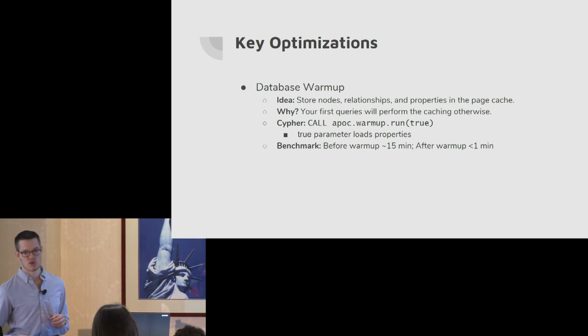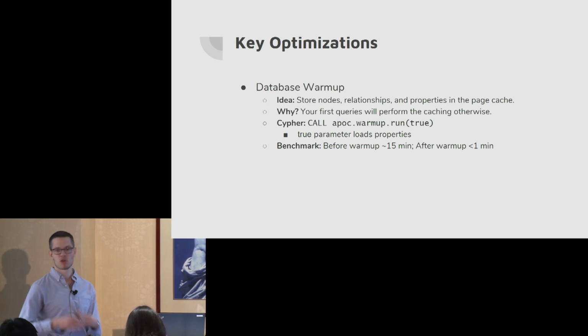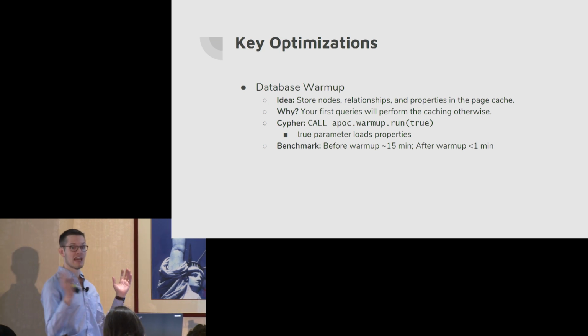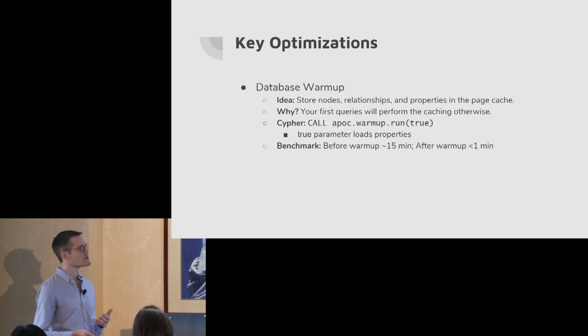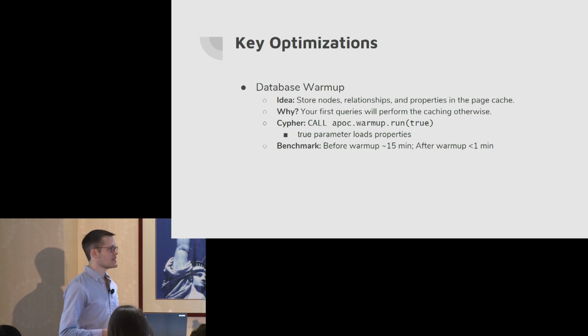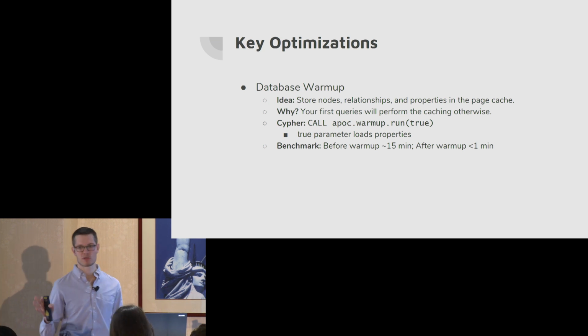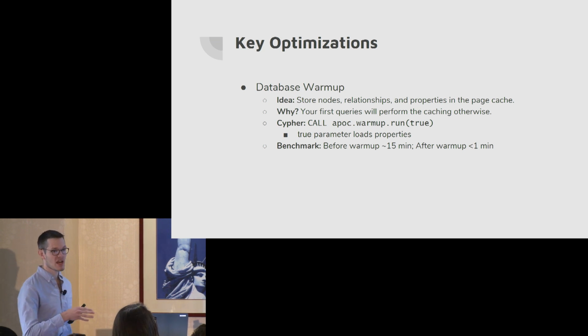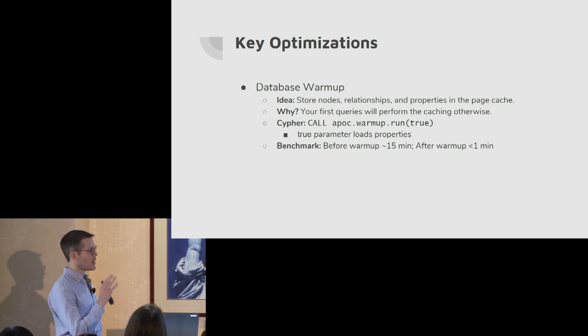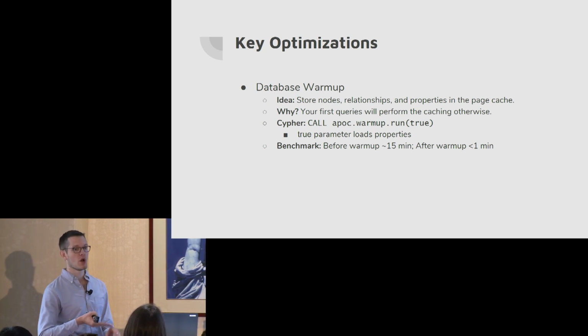APOC warmup run true. If you're not familiar with APOC, basically grab a jar file, you put it in the correct location, you reference it from a config file. Now you have a bunch of these stored procedures you can use. One really important and at the time underdocumented parameter for APOC warmups is pulling properties into the graph. This true parameter pulls those properties into the page cache. It changes things dramatically if you're looking at any property on a relationship or a node during those early queries.